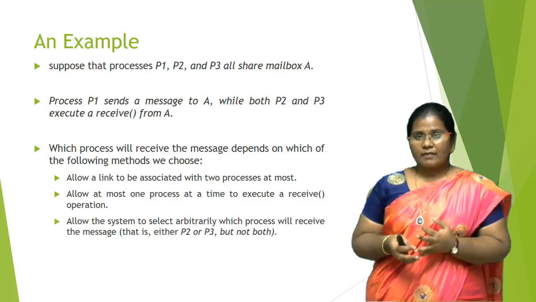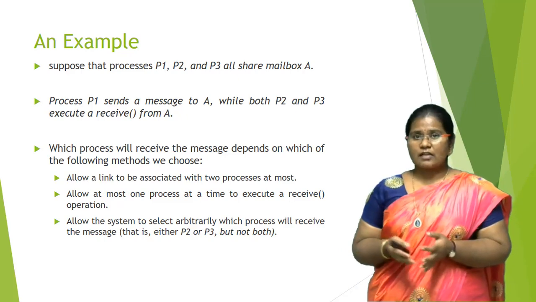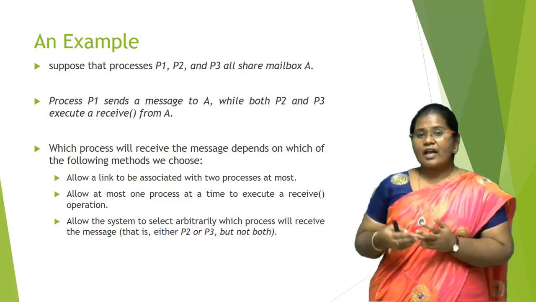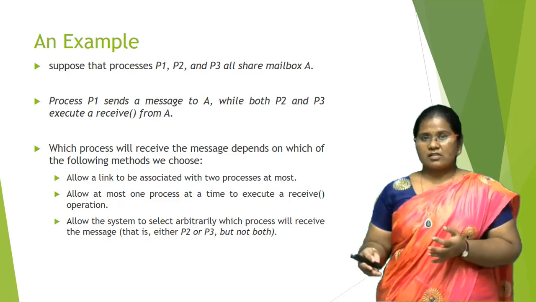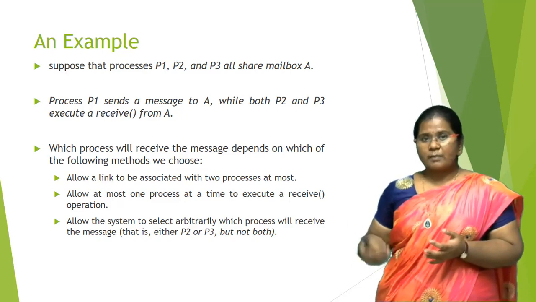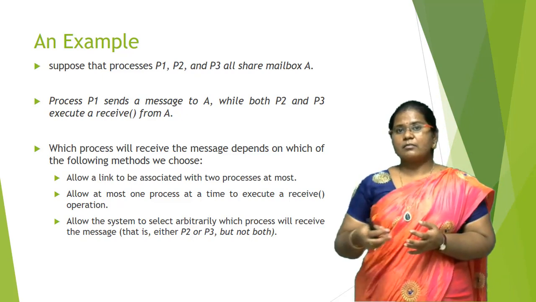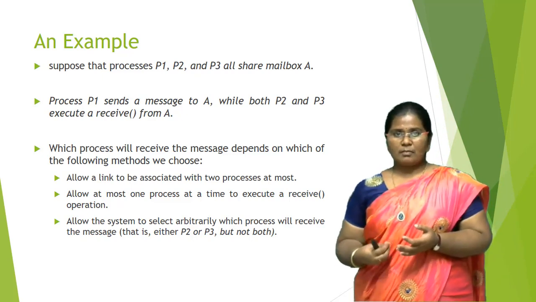In order to decide which process the message has to be received by, the first option is we allow the link to be associated with two processes at most, because we have two receiver processes, P2 and P3. So we can associate the link to make both the processes receive the message simultaneously.